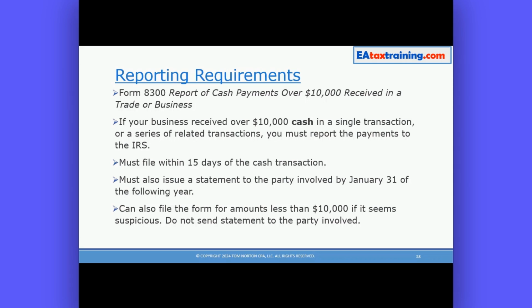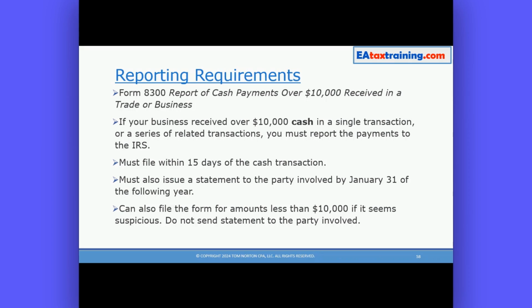So if you've got a used car lot, you're selling cars, and somebody comes in and you're selling a car for $15,000 and they pay you $15,000 of cash, then you have to report it. And even if they pay you $5,000 one time and $5,000 another time and $5,000 another time, if it's all paying you for that car, then you have to add it all together. It's more than $10,000 and you must report it.